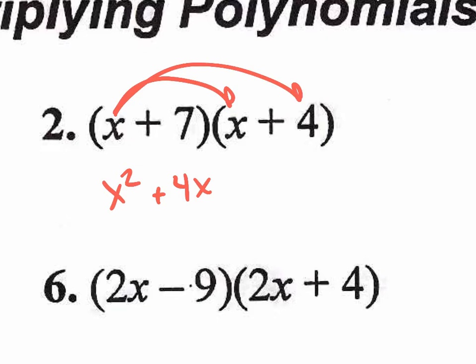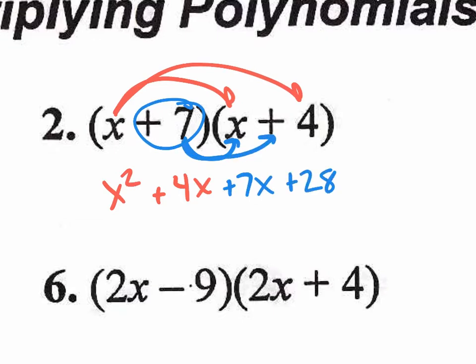Now that I've distributed the x, I'm going to distribute this positive 7. Positive 7 times x, that's a positive 7x. And positive 7 times 4 is positive 28. Now, I'm not stacking them up. You could stack them up, but when you have a binomial times a binomial, you only get 4 terms.